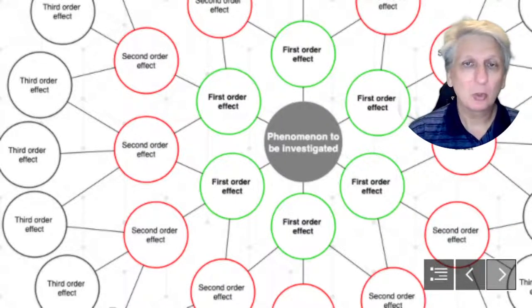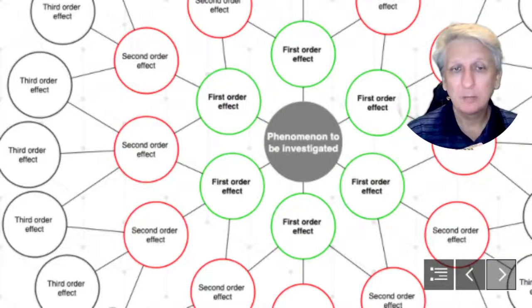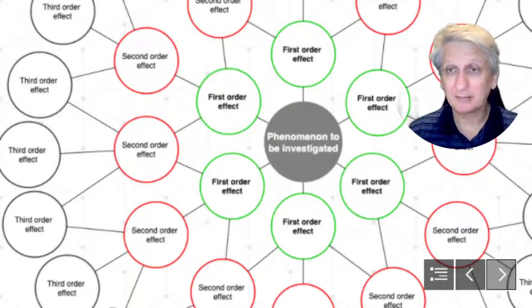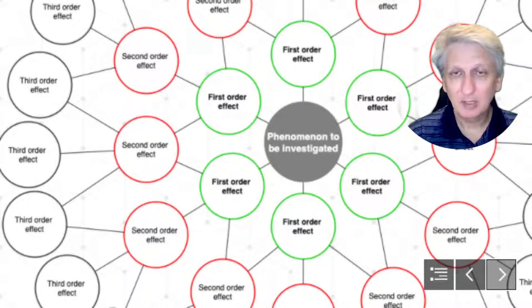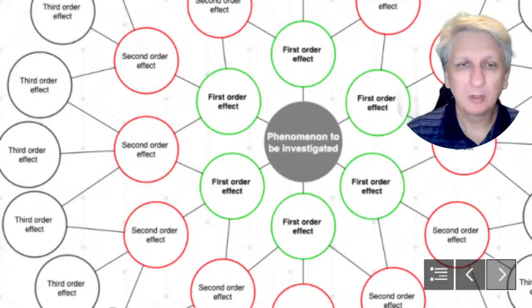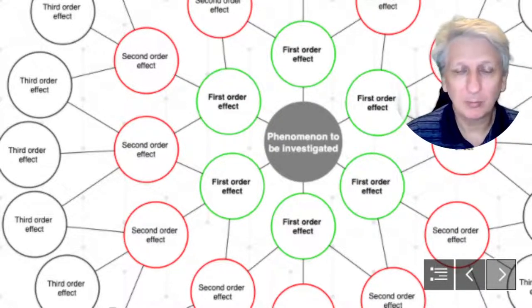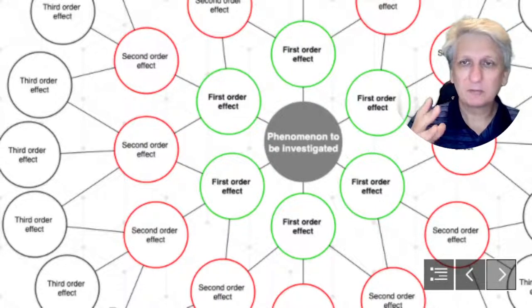And then we start looking at higher order effects of that problem. So around the center, where we start with the futures wheel, we put the phenomenon that we're investigating, or the problem that we're trying to address. And then around that, we have first order effects. Those issues that are directly related to the phenomenon or problem that we're addressing. But we don't just stop there. We then start looking at second order effects. What's going to arise from those first order effects?